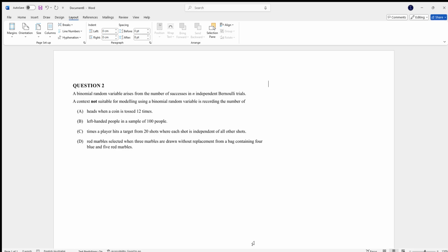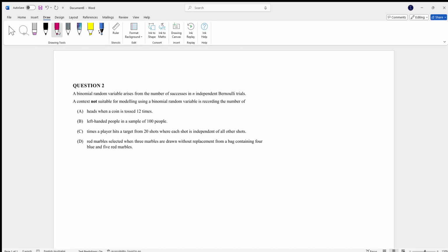So, a binomial random variable arises from the number of successes in n independent Bernoulli trials. A context not suitable for modeling using a binomial random variable is recording the number of, and here we've got a couple options. So our question is basically working out which one of these options does not make it work for a binomial. Now a Bernoulli is a binomial with only one trial.